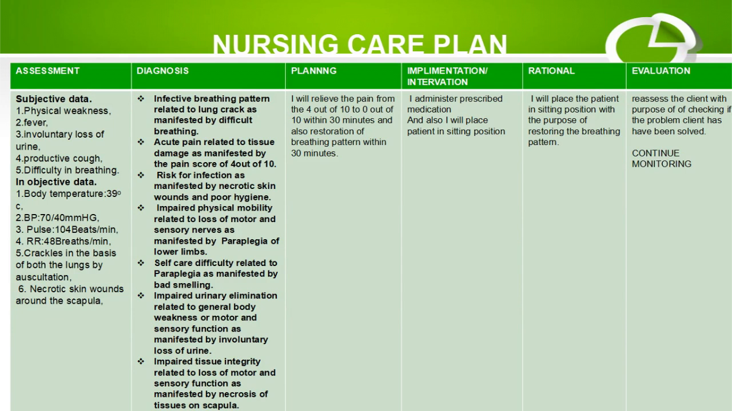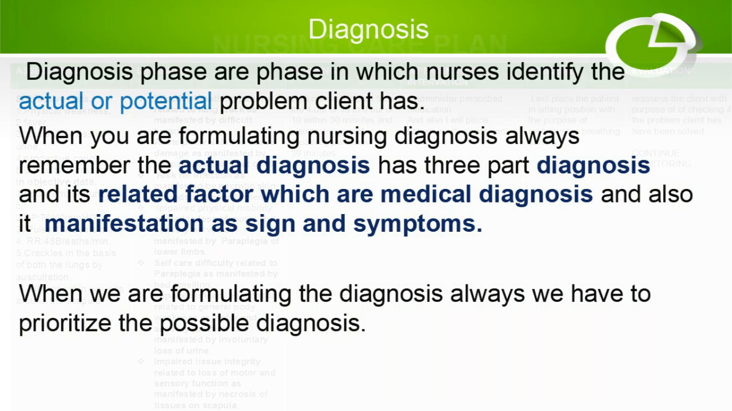Subjective data: 1. Physical weakness, 2. Fever, 3. Involuntary loss of urine, 4. Productive cough, 5. Difficulty in breathing. In objective data: 1. Body temperature 39°C, 2. BP 70/40 mmHg, 3. Pulse 104 beats a minute, 4. RR 48 breaths a minute, 5. Crackles in the bases of both lungs by auscultation, 6. Necrotic skin wounds around the scapula.